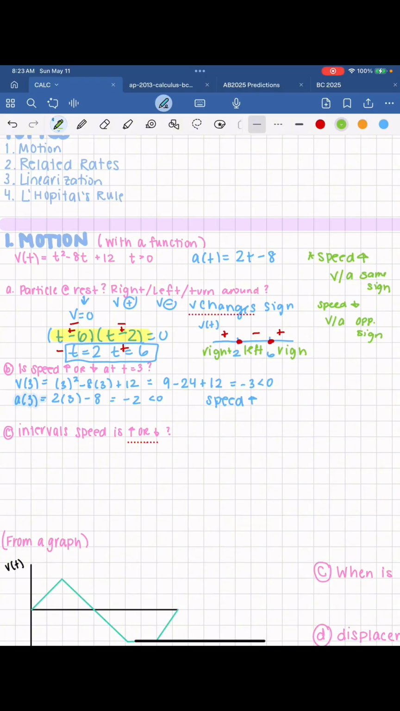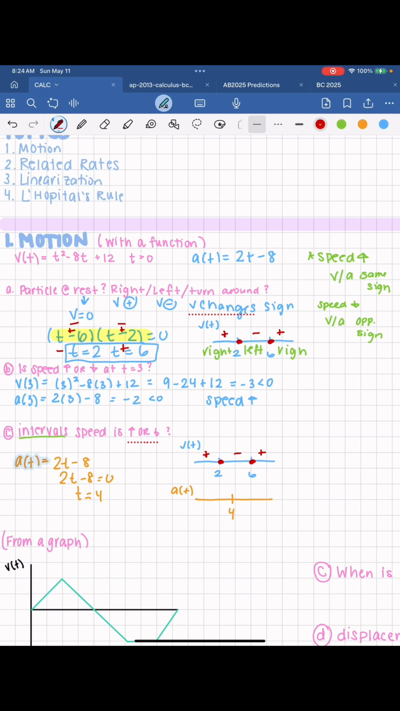Now, if I want intervals when speed's increasing or decreasing, that's when we're going to compare the number lines. So I'm going to take the number line for velocity, copy it, move it down here, move this, this, and this. And then I'm going to create a number line for acceleration. So we're going to set the acceleration function, 2t minus 8, equal to 0. And you're going to get t equals 4. So then I tell my kids, let's make a number line and put it in numerical order and see what happens on the other side of 4.